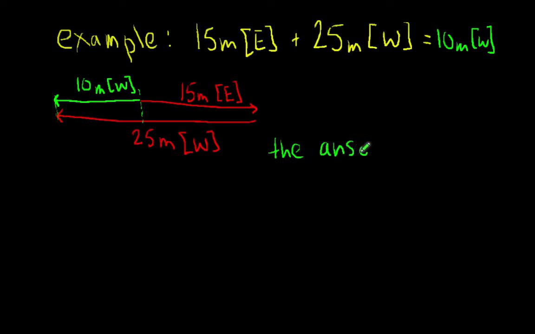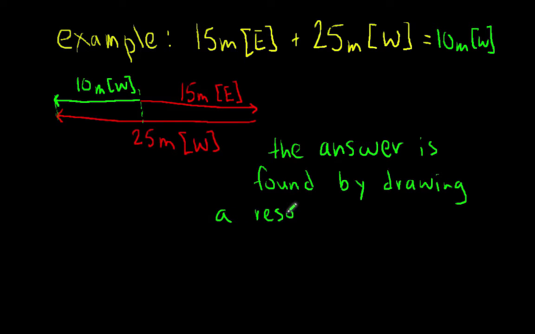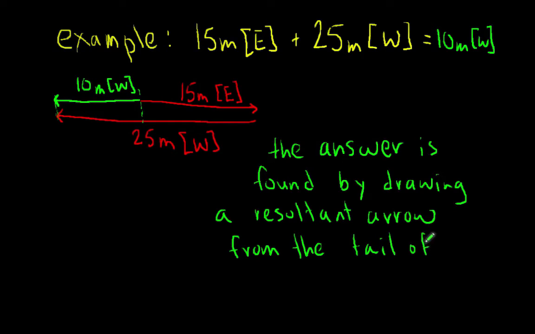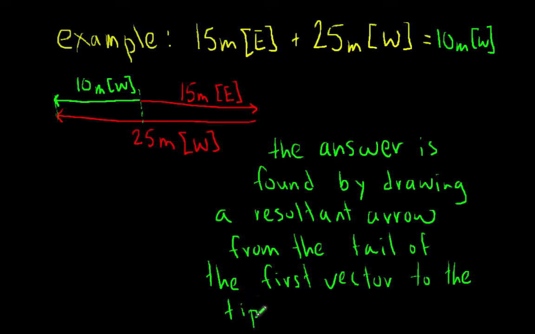This final answer is actually called the resultant. And this answer is found by drawing a resultant arrow from the tail of the first vector to the tip of the second.